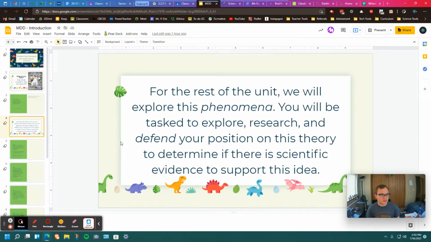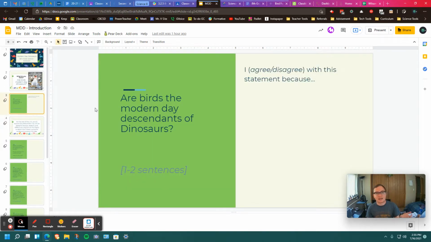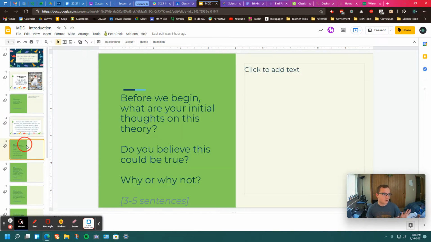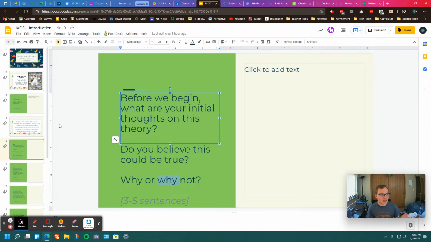And then this is just the same thing I've been talking about. For the rest of this unit, we're going to explore that question or that idea. You're going to be researching, exploring, defending your position, right? You're making a claim, so to speak, right now with this. And then you're going to be determining, using some evidence to support your claim as you learn about different things. So if we go to slide 5, before we begin, you're just to tell me some of your initial thoughts. What are you thinking right now? Do you think that could be true? Why or why not? Just really elaborate on the claim that you made on slide 3.